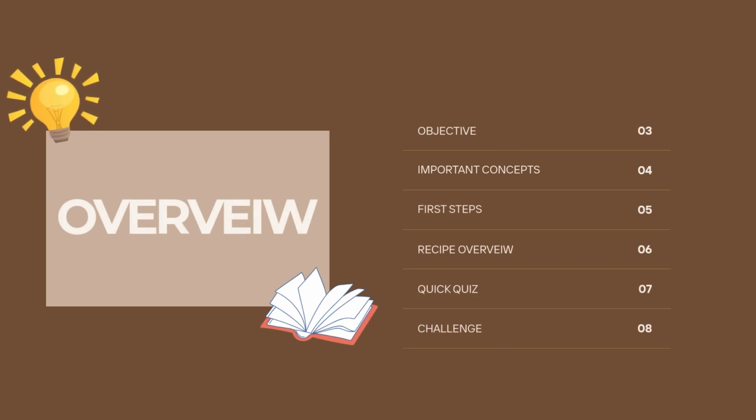Before we start the lesson, I wanted to go over a little bit of an overview of what we'll be talking about today. First we will go over some objectives, which are the things that I want you to take away from this lesson. After that, I'll go over some important concepts that you will see throughout the recipe. Then I will introduce you to the first steps of any baking process, which will lead us directly into the recipe itself. After that, we'll take a quick quiz just to test your knowledge. And at the very end, I will introduce you to the optional challenge.